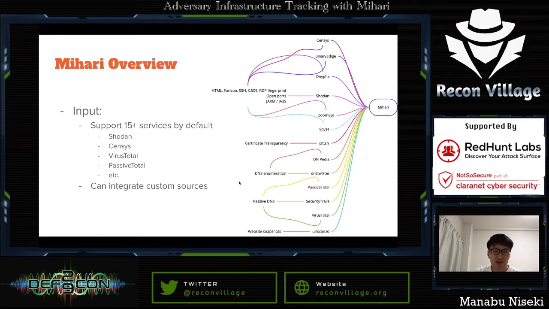Let me explain how it works. Mihari can get input from over 15 services by default. For example, Shodan, Censys, VirusTotal, PassiveTotal, and so on. And also it can integrate custom sources. I will explain it later.